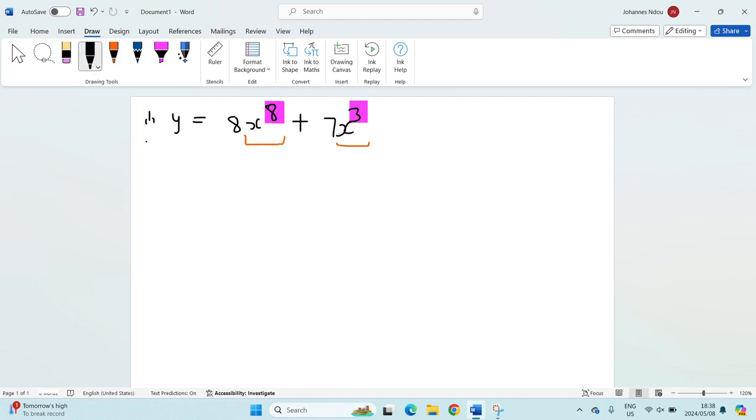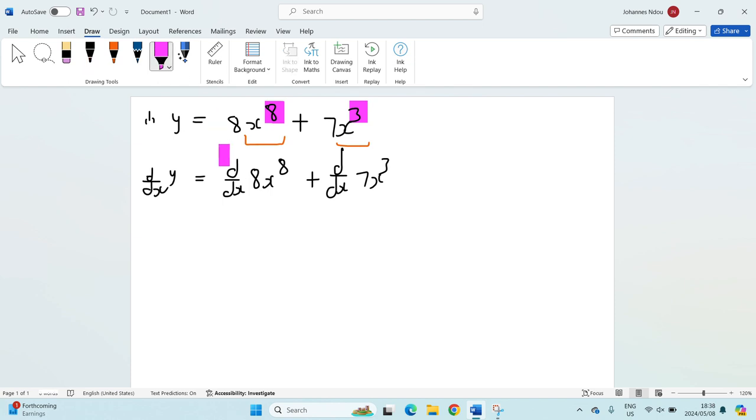First of all, I'm going to differentiate all terms with respect to x. So I'm going to take d over dx of y, equate that to d over dx of 8x to the power of 8 plus d over dx of 7x to the power of 3.